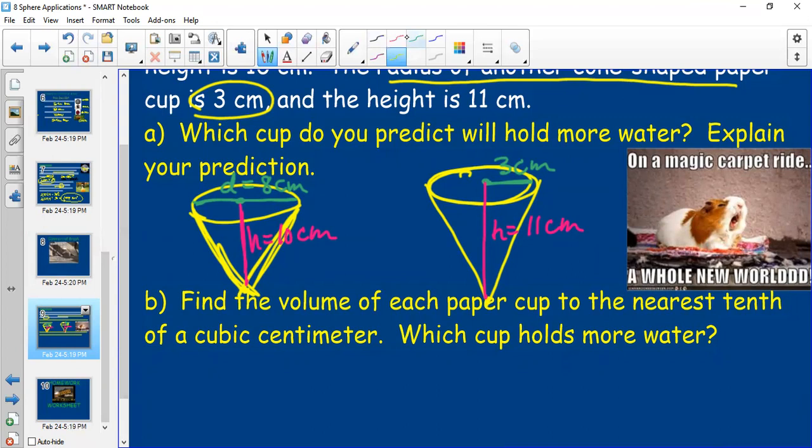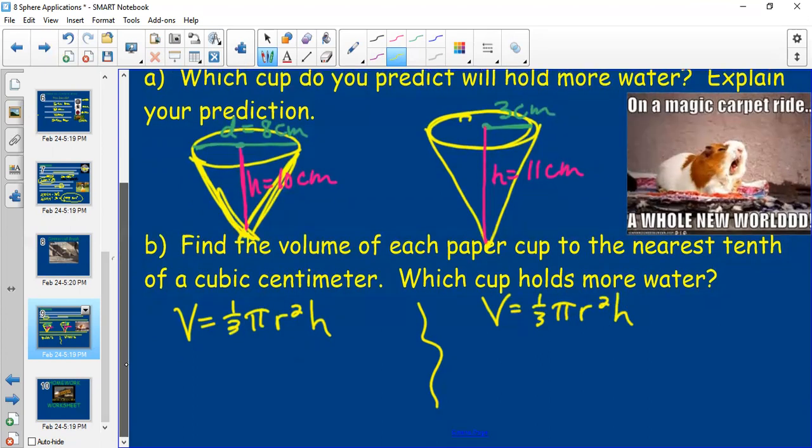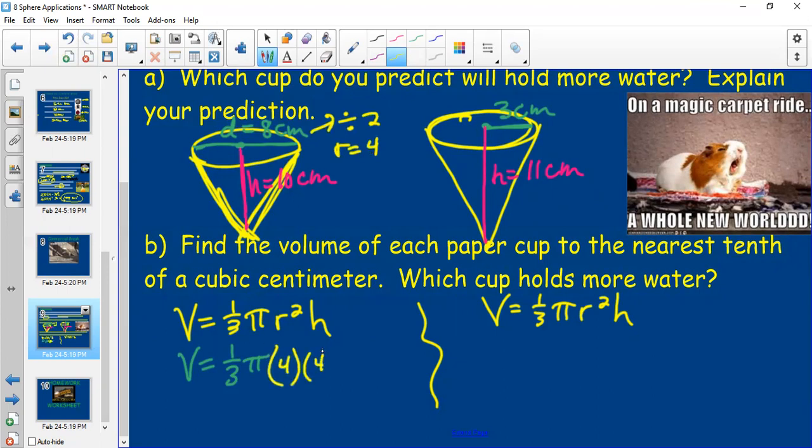So this goes back to our formula for cones, which is 1/3 pi r squared h. So I'm going to do this for both cones. 1/3 pi r squared h. All right, on the first cone, our radius was not given, but they did give us our diameter. Our diameter was 8, so we have to take that and divide it by 2 to get our radius, which was 4. So we're going to have 4 times 4, and our height is 10.